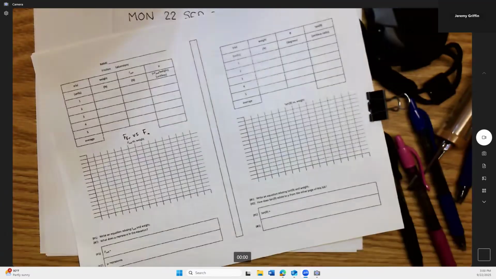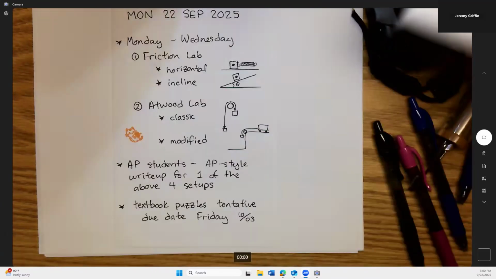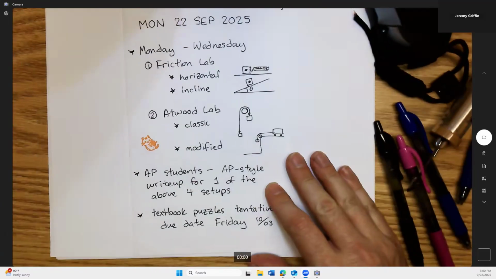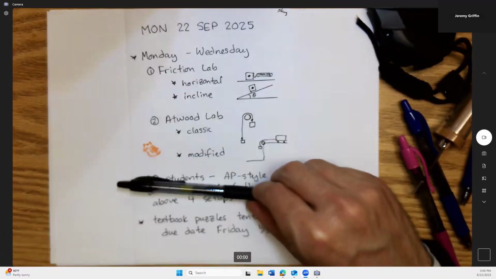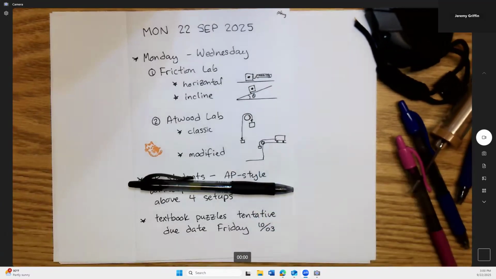You guys got 3 days, and then turn this lab in at the end of Wednesday. Again, don't worry about anything that says AP. We'll get to textbook puzzles later this week. All right, everything you need is back in the lab area. I will walk around and help you guys out.